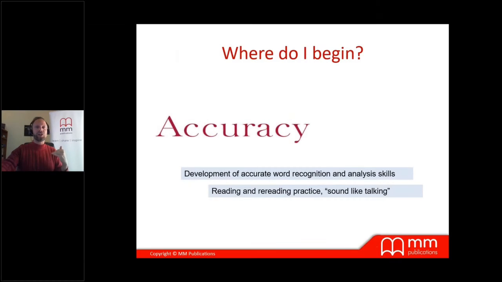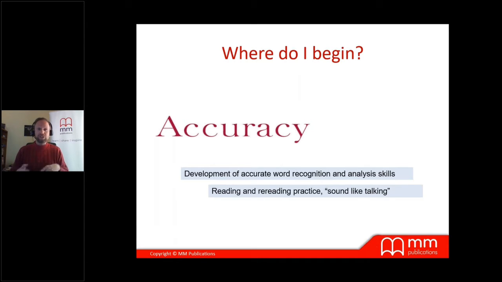We need to start off with accuracy. The first major component that we must ensure is being cultivated in our class, and that the students have reached a good level of working on, is accuracy. Developing accurate word recognition and analysis skills, decoding in other words, is the most important component in order to be able to proceed with the other components of reading.